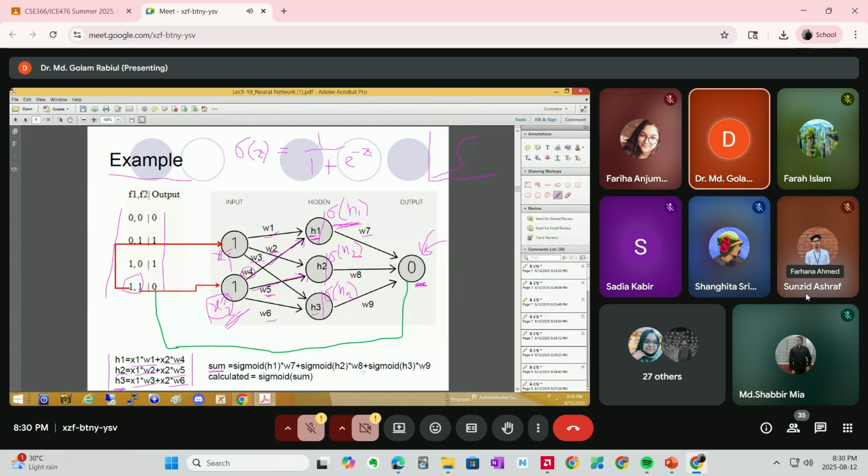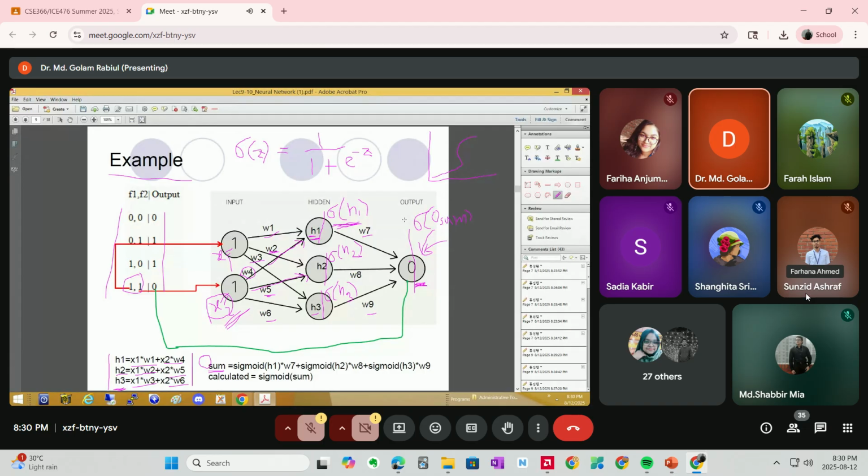Then sigmoid of H1 times W7, sigmoid of H2 times W8, and sigmoid of H3 times W9. Then we will get the sum, the output sum, O sum. That means the output layer summation. Then again we have to pass the output sum through a sigmoid function, that is called sigmoid of output sum.